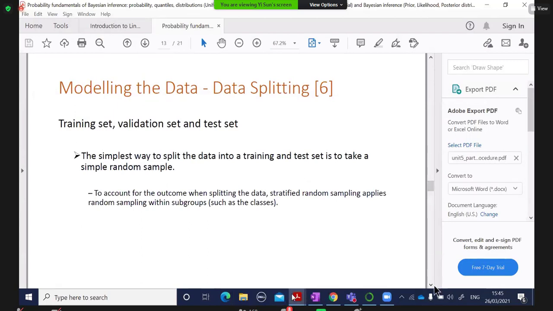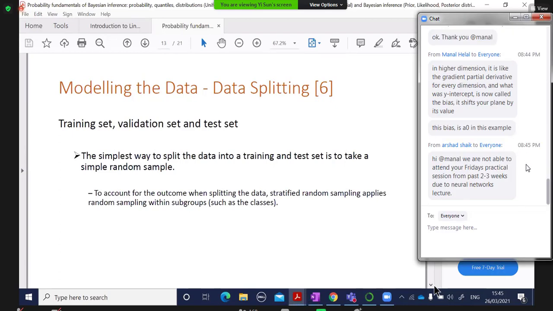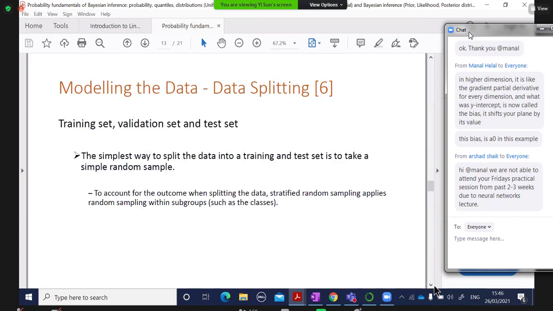Okay, so I think we have already mentioned this one. Here, training set, validation set. I mentioned this is for a simple random sample. That is what I meant earlier. It's better, when you are given a data set, before you split your data into training set, test set, and validation set, to shuffle your data first.